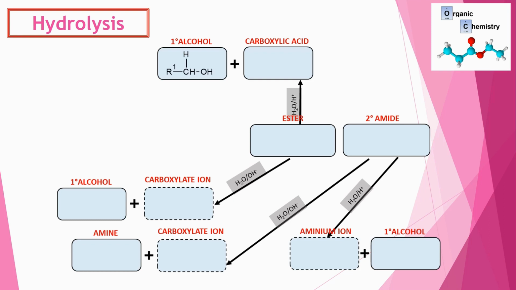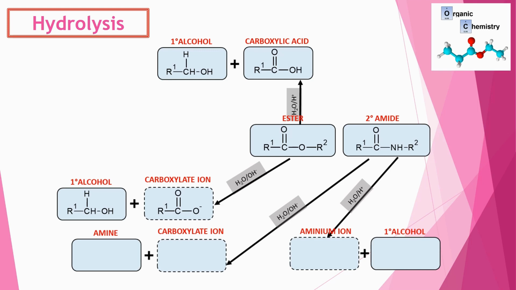So if we were to take our ester and add water under acid conditions, we can make an alcohol and a carboxylic acid. But if we added water under base conditions, we would make the alcohol and the carboxylate ion. So there's a slight difference between whether we add the acid or the base, and it's important that we remember these. Same with a secondary amide.